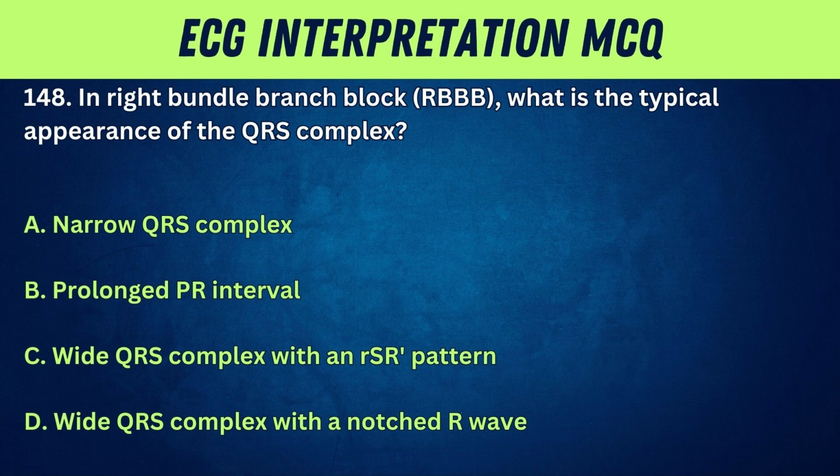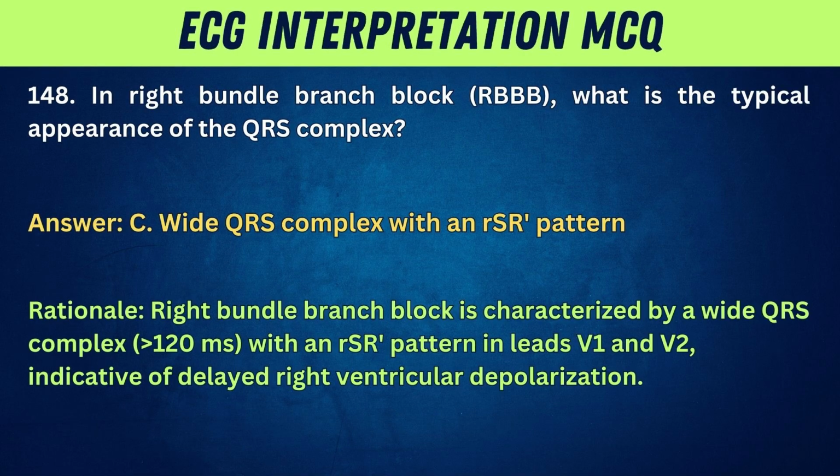148. In right bundle branch block, RBBB, what is the typical appearance of the QRS complex? A. Narrow QRS complex. B. Prolonged PR interval. C. Wide QRS complex with an RSR' pattern. D. Wide QRS complex with a notched R wave. Answer: C. Wide QRS complex with an RSR' pattern. Rationale: Right bundle branch block is characterized by a wide QRS complex greater than 120 milliseconds with an RSR' pattern in leads V1 and V2, indicative of delayed right ventricular depolarization.